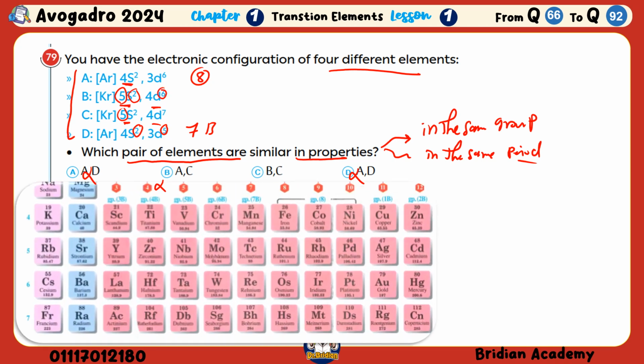As we see, it will be 46, rhodium and ruthenium. Ruthenium and rhodium are elements 44 and 45, and these elements are in the same period and same group, so the similarity in properties will be most common. So letter C will be correct.